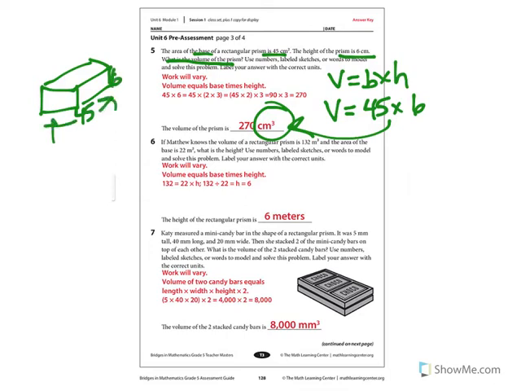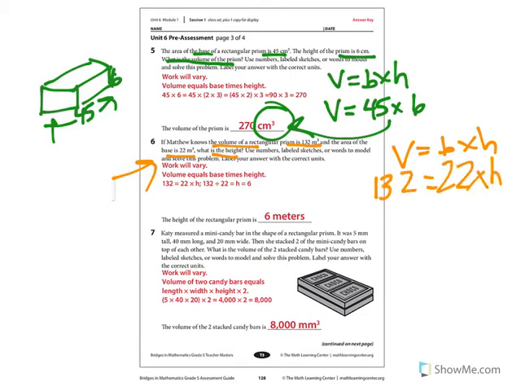All right. Number 6. If Matthew knows the volume of a rectangular prism is 132 meters cubed and the area of the base is 22 meters cubed, what is the height? Again, I'm thinking volume equals base times height. Can I find this out? I absolutely can, because I know that volume is 132 and that base is 22. And then all I have to do is figure out what times 22 equals 132. And I find that it is 6 meters.